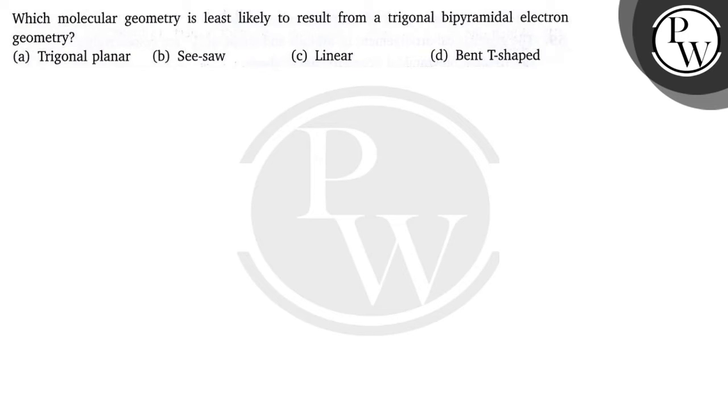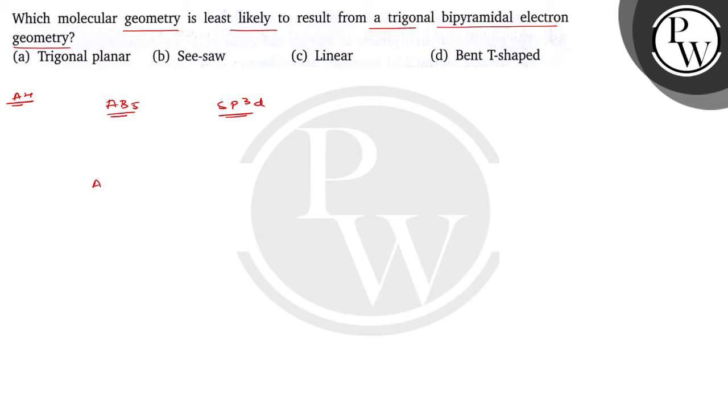The question says, which molecular geometry is least likely to result from trigonal bipyramidal electron geometry? Okay? It is trigonal planar, seesaw, linear, or bent T-shaped. Okay? So, children, if there is a molecule of AB5 type, where the hybridization is sp3d, this represents trigonal bipyramidal geometry. Okay?